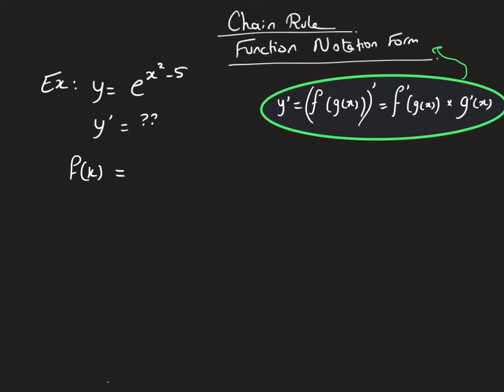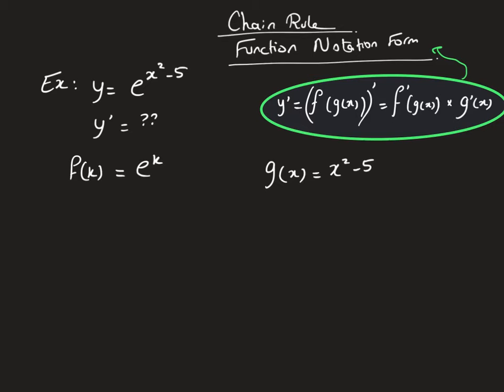So let's define the functions. The outer function is f of k equals e power k. Here you can define the variable as you want. The most important thing is to know the outer function is the exponential. And g of x equals x squared minus 5. So now let's find y prime.